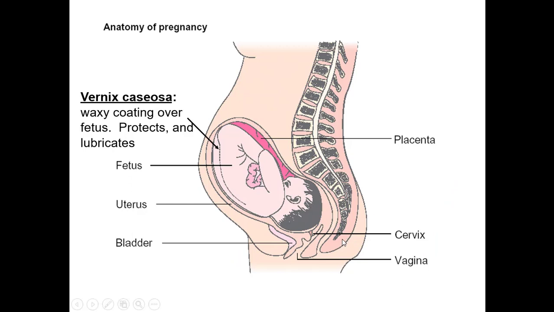So here we have the vernix caseosa as this fetus is increasing in size and the mother is experiencing the uterus expanding. We have this vernix caseosa, and this vernix caseosa is produced by the sebaceous glands at about the 20th week of development.